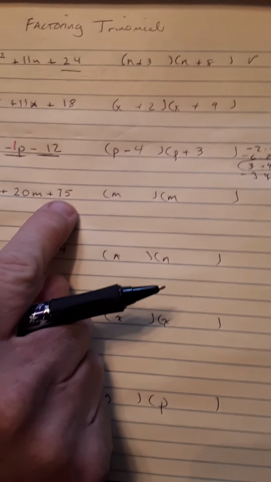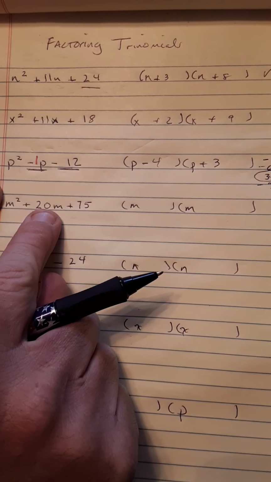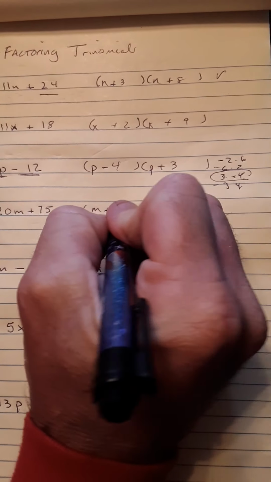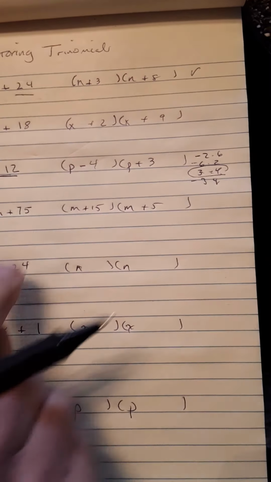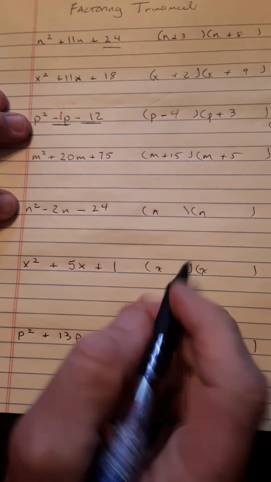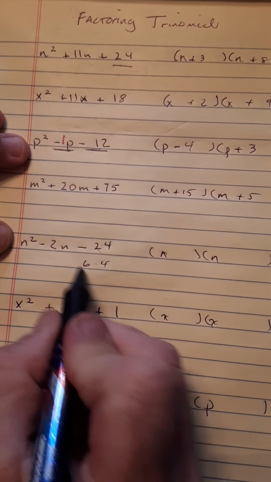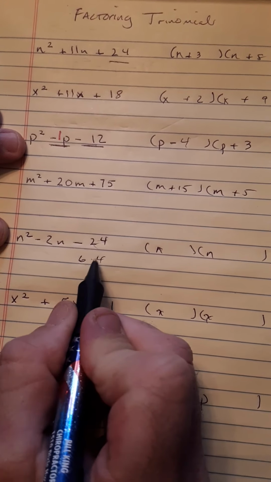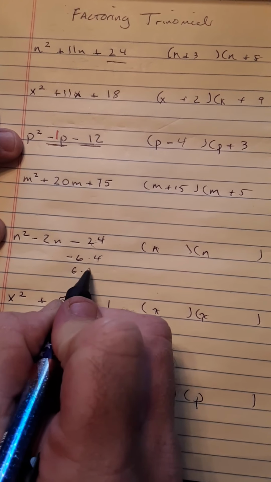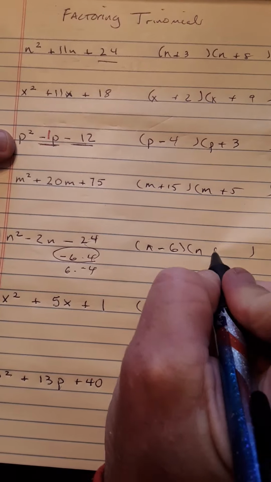Next problem. Factors of 75 that give me 20. Well, 15 times 5 gives me 75. And 15 plus 5 is 20. Factors of negative 24 that give me this negative 2. Immediately I think, 6 and 4, because 6 times 4 is 24, and there is a relationship between 6 and 4. Question is, is it going to be negative 6 and 4, or 6 and negative 4? But that's the relationship I'm looking for.